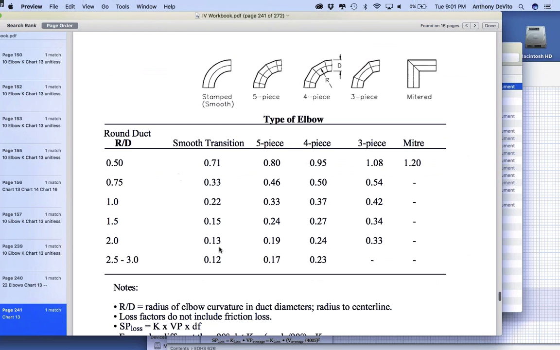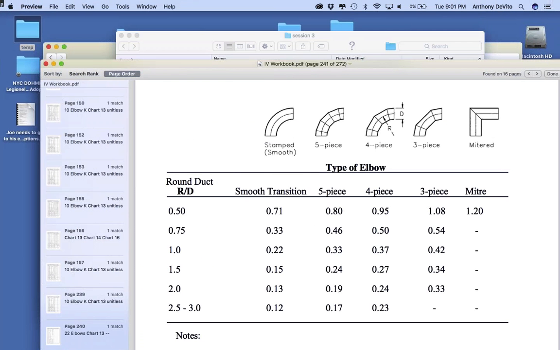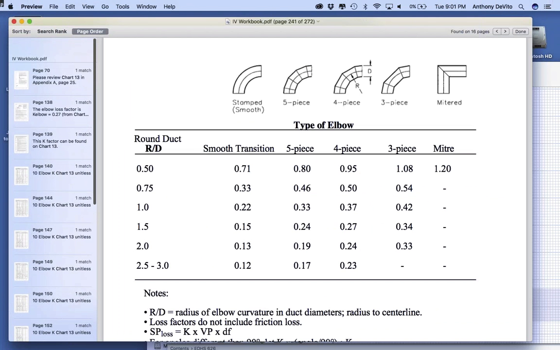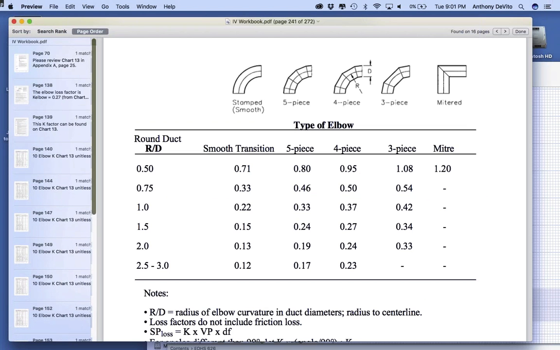So here we go. Here's the K factor, right? These numbers in here are based on the radius over the diameter. So if it's a 1-foot diameter duct but a 2-foot radius, a nice easy curve, it's down here. And if it's a smooth transition, your K factor is small. So the amount of static pressure you're going to lose in that duct is much less than with a much tighter turn, or if it were only a 3-piece turn or a miter turn, which would represent a much bigger energy loss. So keep that in mind when you're designing this ductwork. So let's go back and take a look at the next thing that comes up.